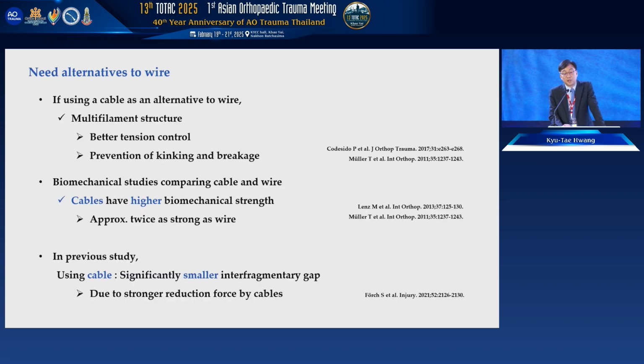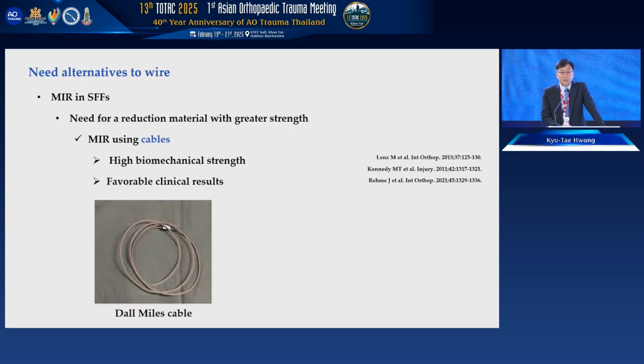If you're using a cable as an alternative to wire, a cable has a multi-filament structure, better tension control, and prevention of kinking and breakage. A biomechanical study has reported that cable has higher strength. At the time, diamond cable could be a good alternative to wire.